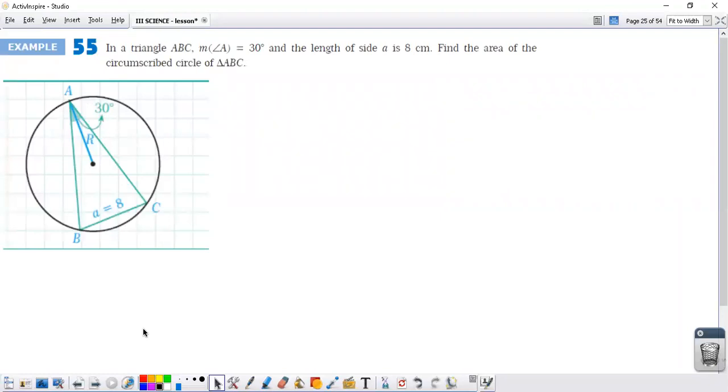For example 55, we have a triangle described, and the measure of angle A is given as 30 degrees, and the length of side a is 8 centimeters. We have to find the area of the circumscribed circle.